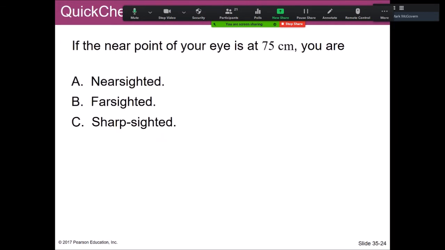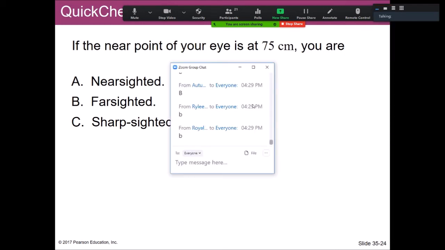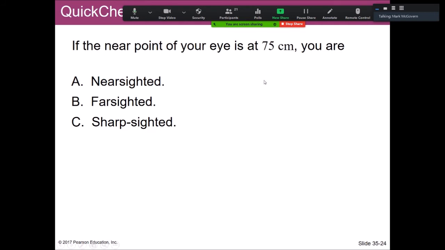If the near point of your eye is at 75 centimeters and not 25, what do you think that makes you? Nearsighted or farsighted? What do you think that does? If your near point is actually at 75, you should be able to focus things that are at 25, but 75 is the closest something can be without corrective vision that you can see.